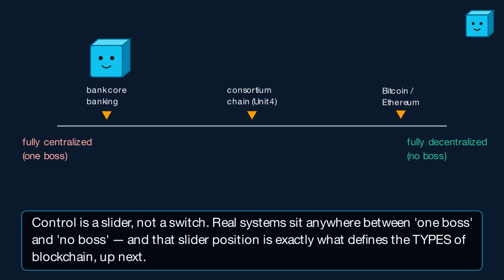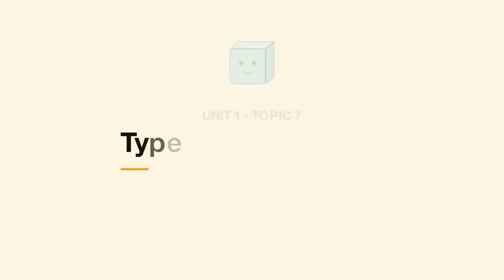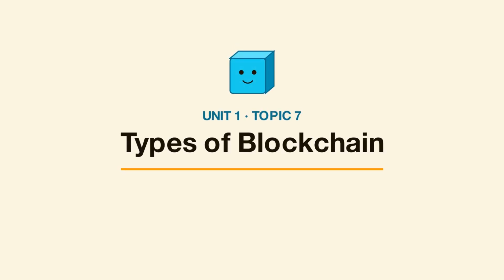Control is a slider, not a switch. Real systems sit anywhere between one boss and no boss, and that slider position is exactly what defines the types of blockchain. Up next. Unit 1. Topic 7. Types of blockchain.